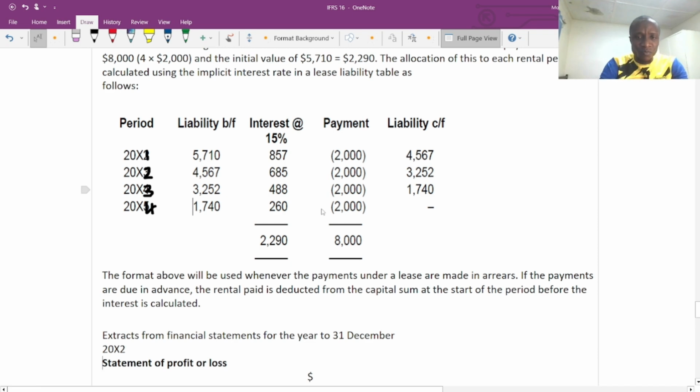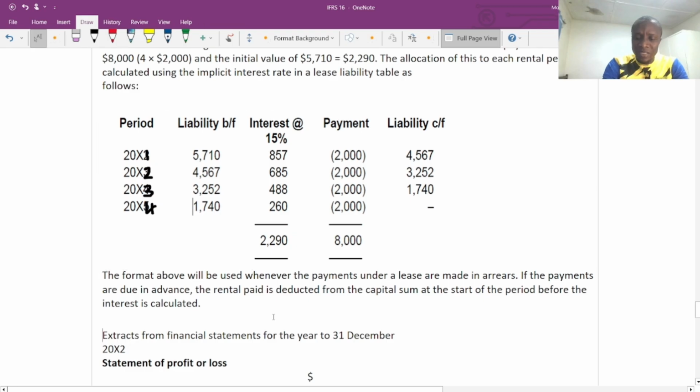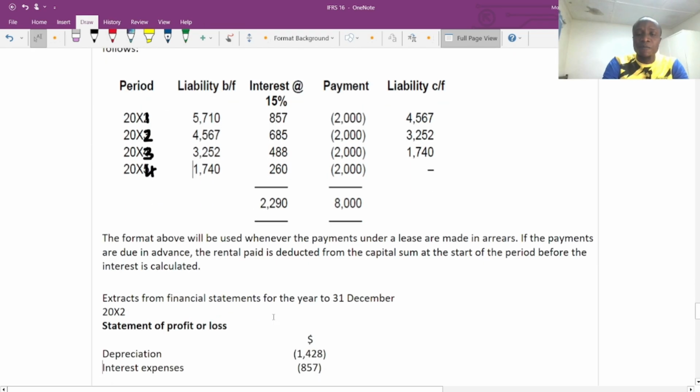It is very simple. This is the total liability for year one, and this is the remaining liability for year two. So it means at year one, the liability is 4567. At year two, the obligation is 3252. So the difference between the 4567 and the 3252 is what we refer to as the current liability. If we want to split between the current and non-current liability, the difference between year one and year two will be the current liability.